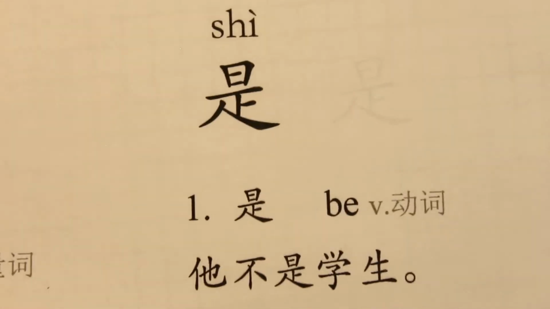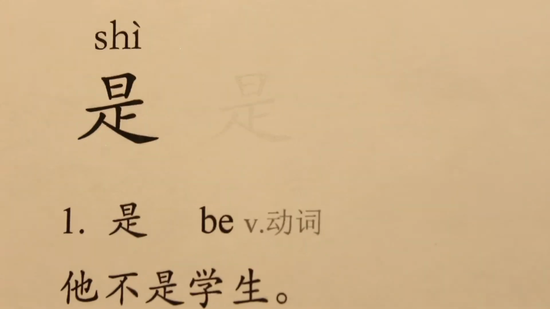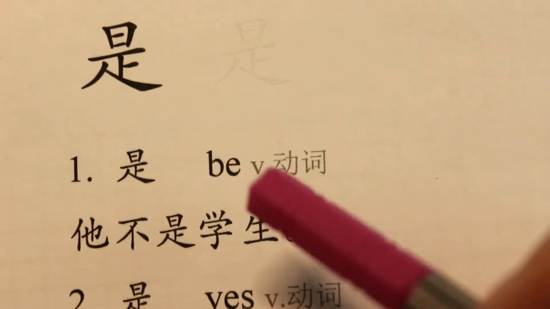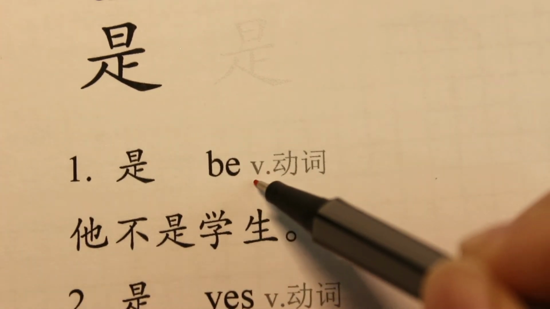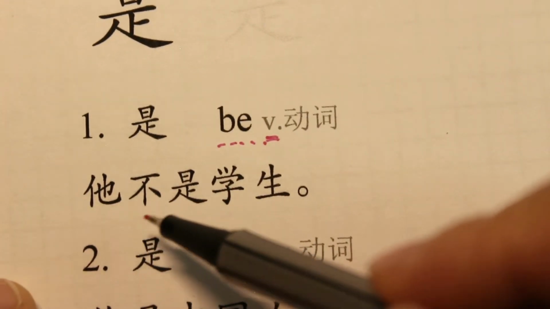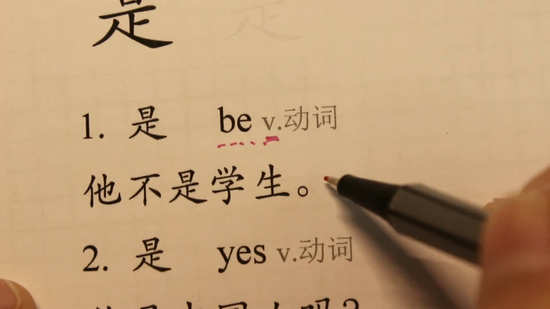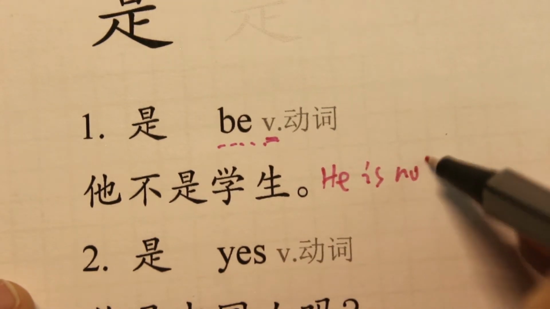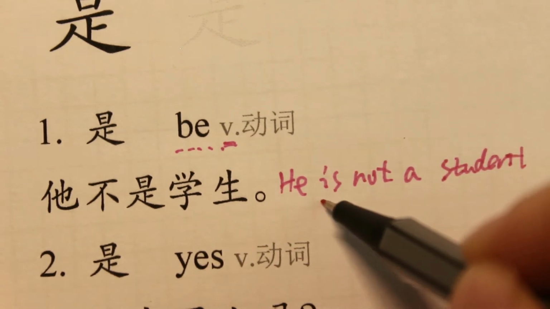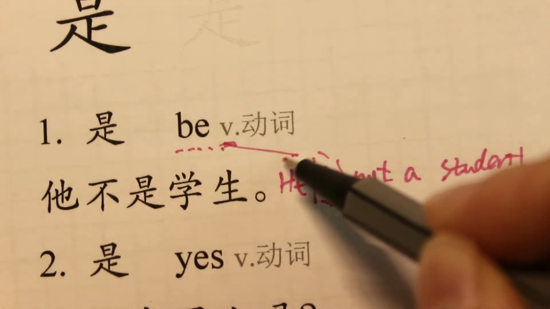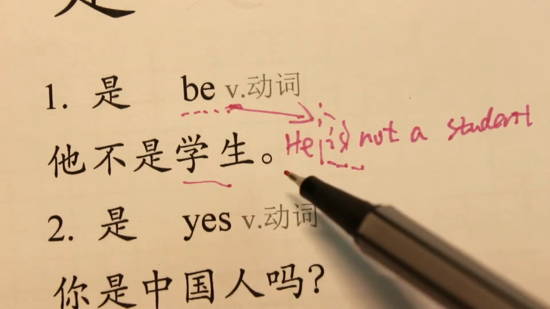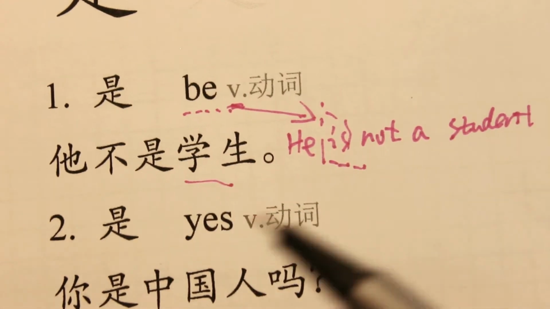So, the third character is called 是 and it has 2 meanings. The first one, it means be, it is the verb, means the be. The first sentence, 他不是学生, means he is not a student. So here 是 means is. It's a verb here. So 学生 means student. 他不是学生. He is not a student.